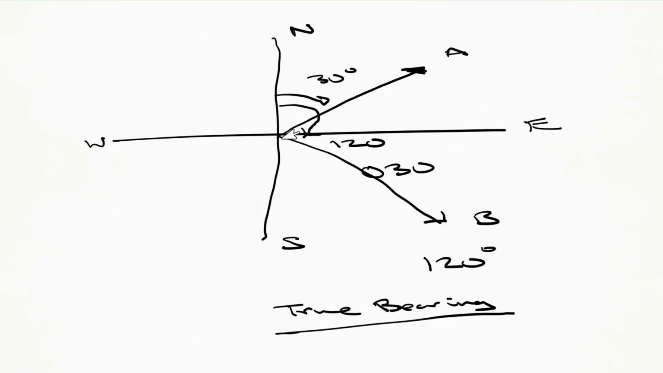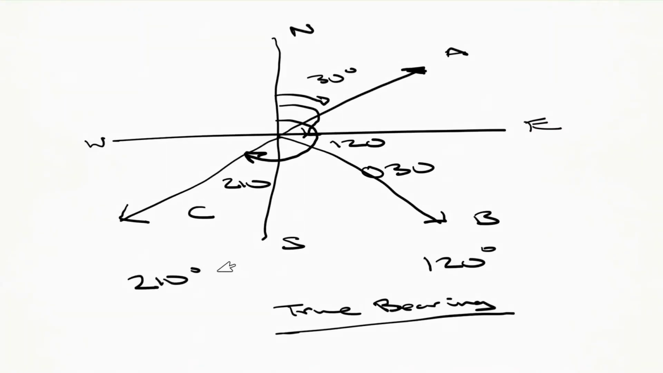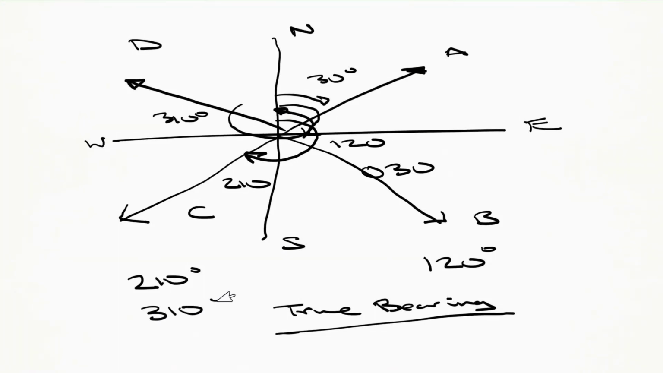Let's say I have another ship over here, that is ship C. Well, the bearing of that would be, let's say, about 210. So that is the bearing of ship C, 210 degrees. And similarly, if I have something like ship D, the bearing of that is going all the way from north. That would be, let's say, 310. So then the bearing of ship D is 310.